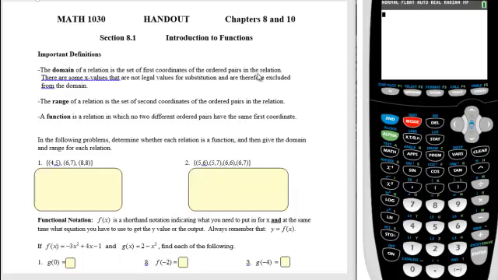So if I look at these 3 points, they are different points. They do not have the same x value. Therefore, this would be a function. My domain is the x values with no repeats. So my domain would be 4, 6, and 8. My range, my y values would be 5, 7, and 8.